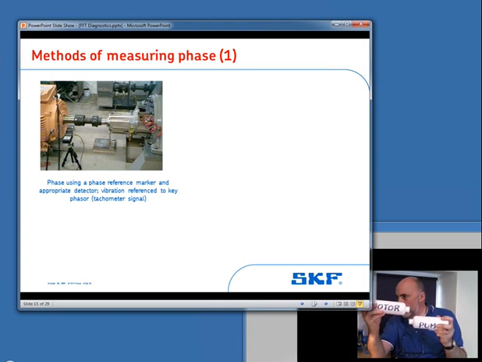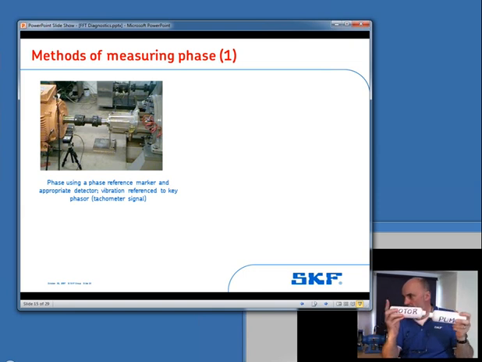You've got 3 types of misalignment. You've got parallel offset misalignment, where there's a horizontal difference in the heights of the 2 shafts. There is angular misalignment, where one machine is off at an angle, and then there's a combination of the 2, where you've got parallel offset and angular.